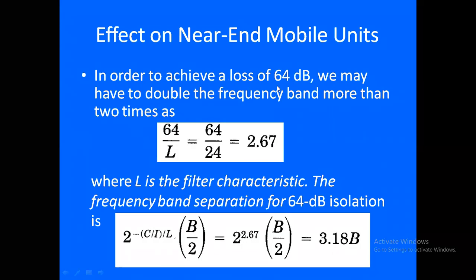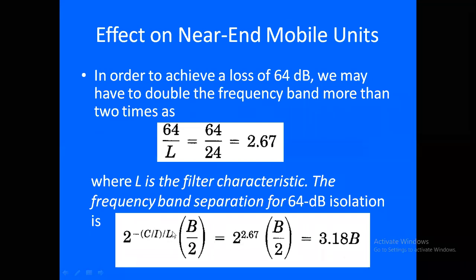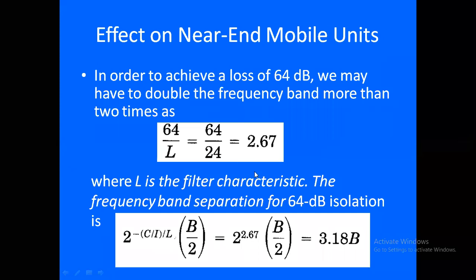So in order to achieve a loss of 64 dB, we may have to double the frequency band more than 2 times, as 64 by L, where L is the filter characteristics. So 64 by 24 will be 2.67. The frequency band separation for 64 dB isolation is 2 to the power minus C by I by L, times B by 2. So C by I by L will be 2.67, so 2 to the power 2.67 times B by 2, so it is 3.18 B.